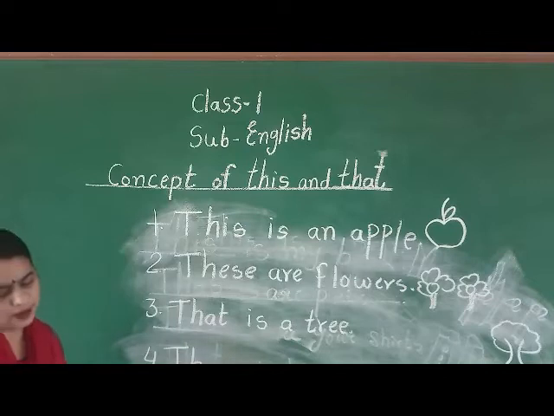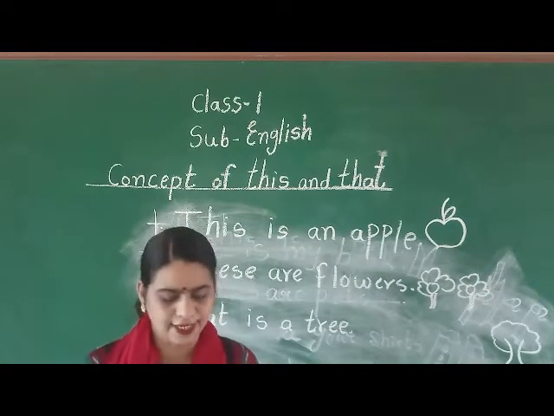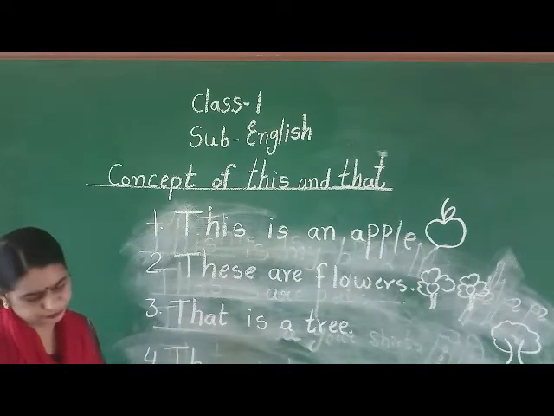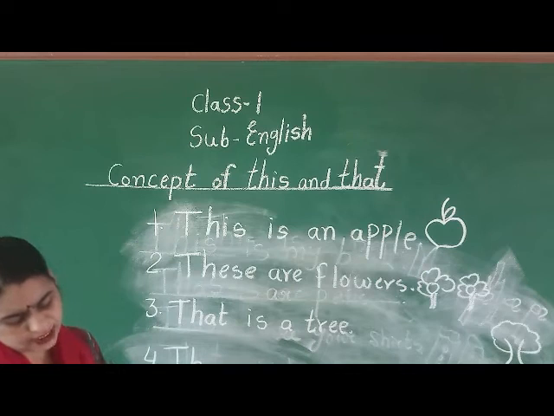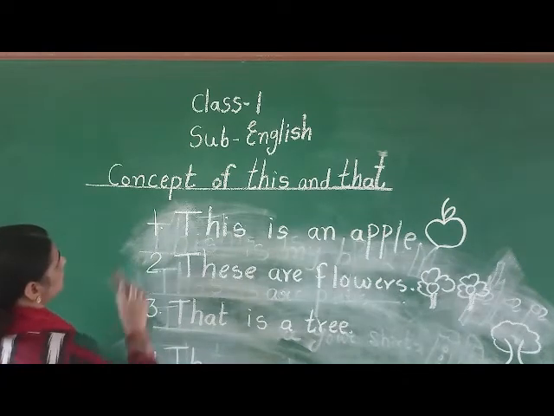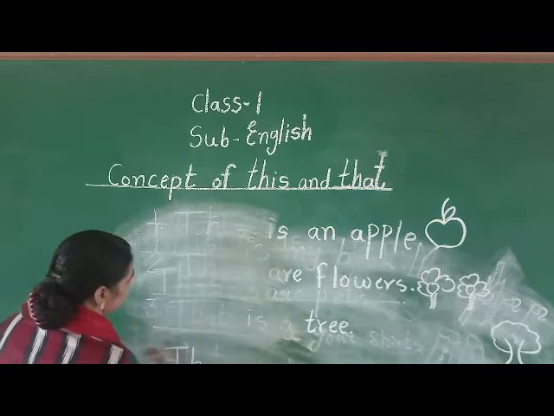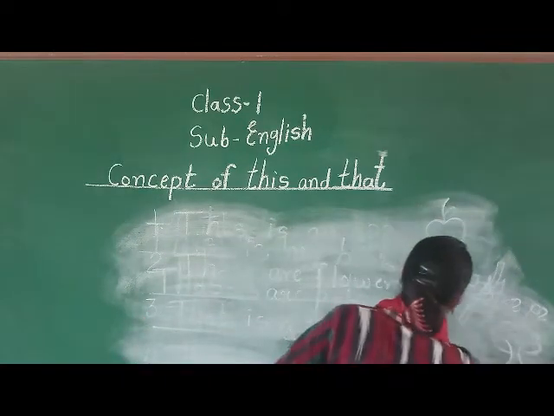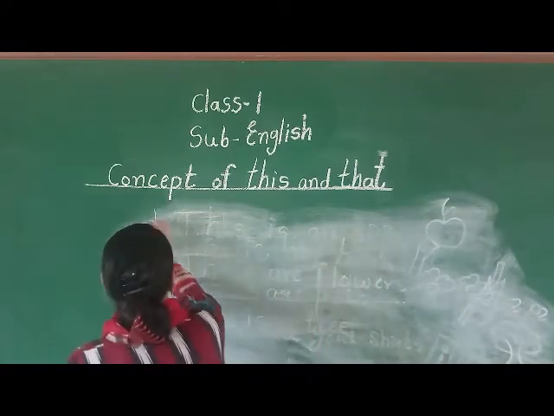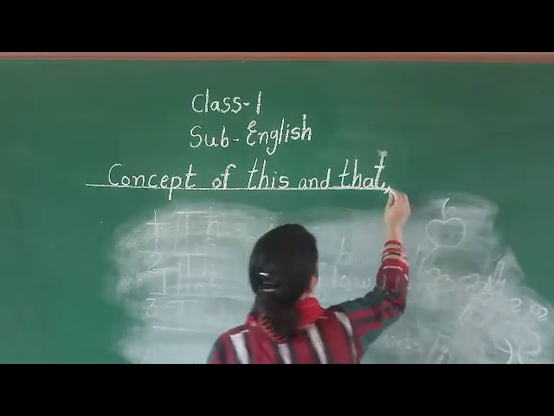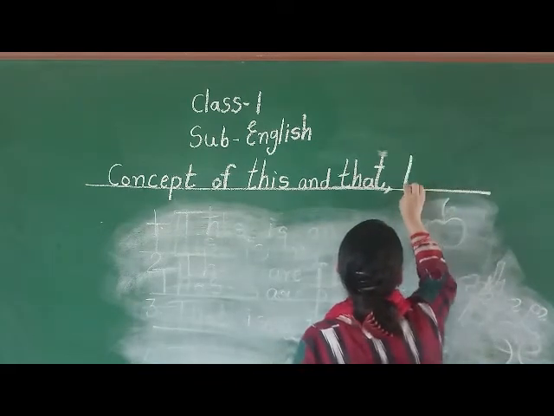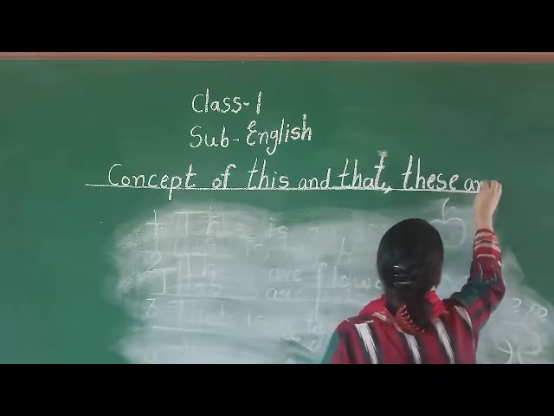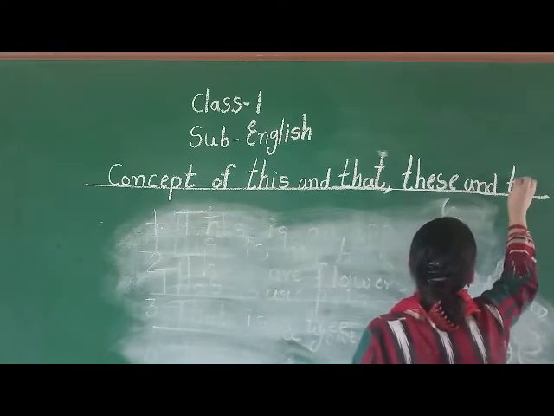So these are the concepts where we have to write this, that, these and those. Okay, now after that, fill in the blanks with words given below. So now the concept of this and that, and these and those, both we have to use. Comma, these and those. Okay.